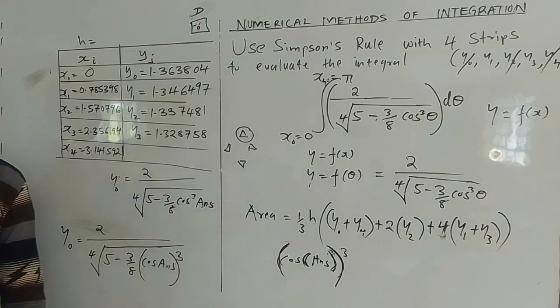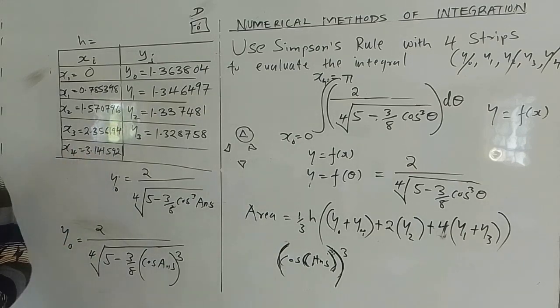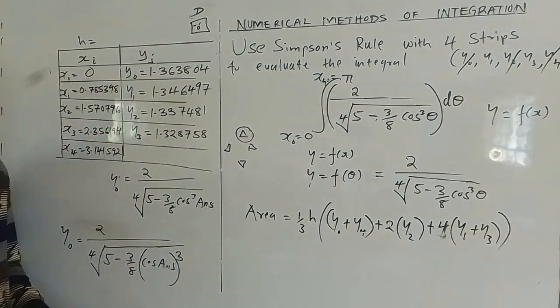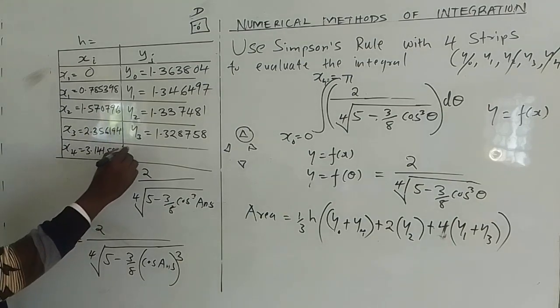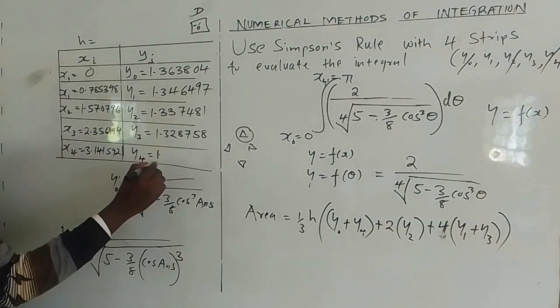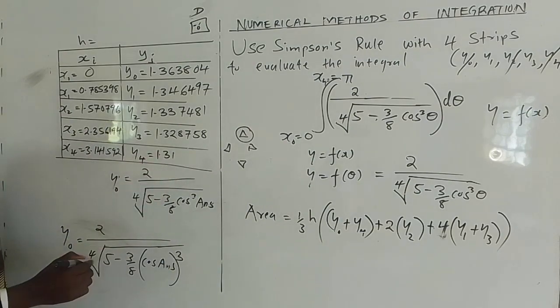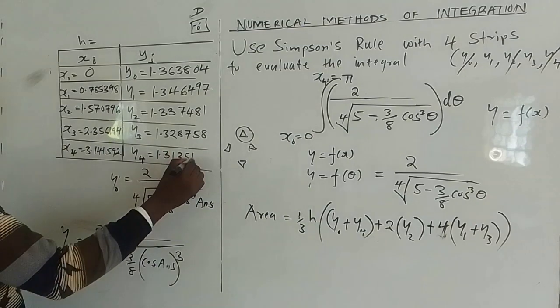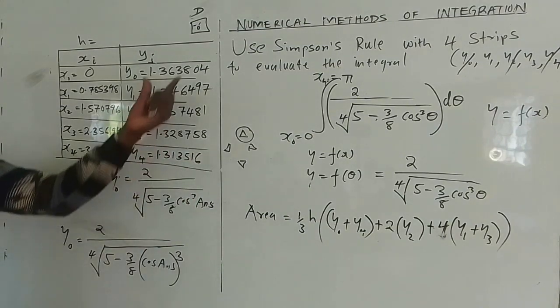Then press the AC button to minimize the formula and then key in the value of x4. The value of x4 is, you've already replayed. So you have 1.313516. Have you seen how to get those values?